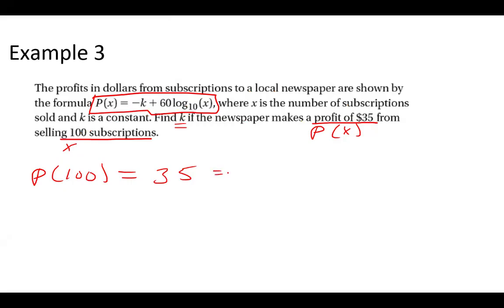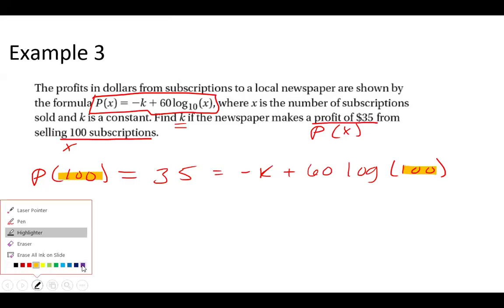So what that means is that 35 equals this equation. We don't know our k, plus 60 log of 100. Do I have to write the 10? The 10 is optional, right? Because it's a common log, I can write it or not. So I plugged in 100 because that's what it told us. That's when we get 35, right? So our job here is to get k by itself.